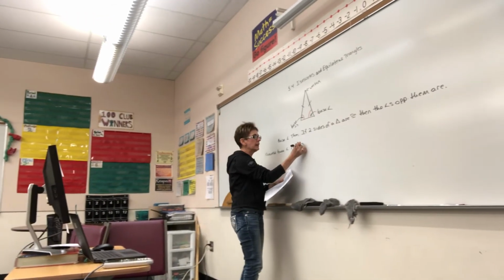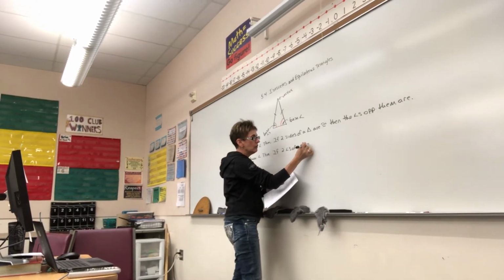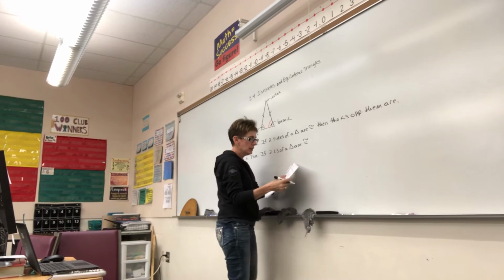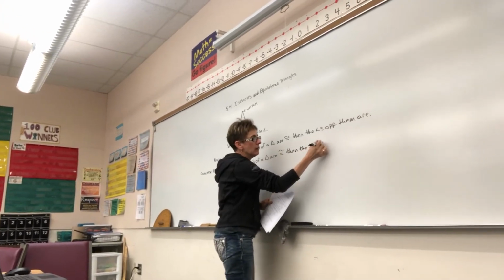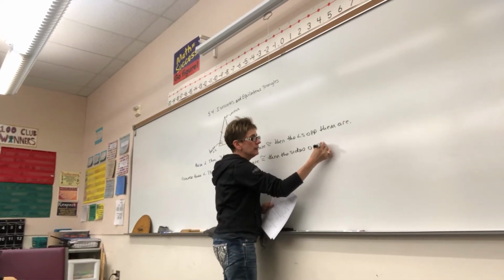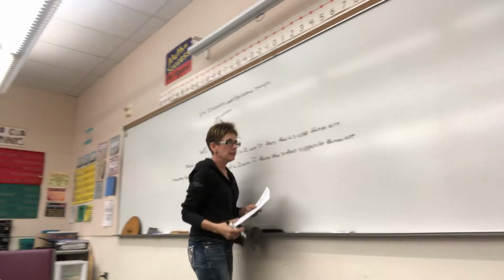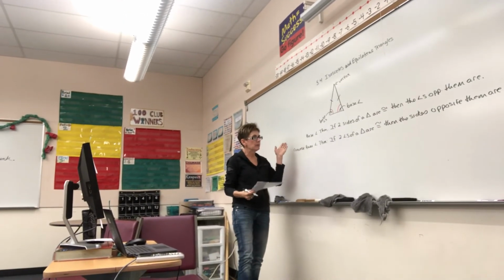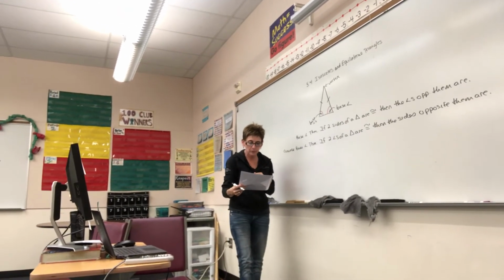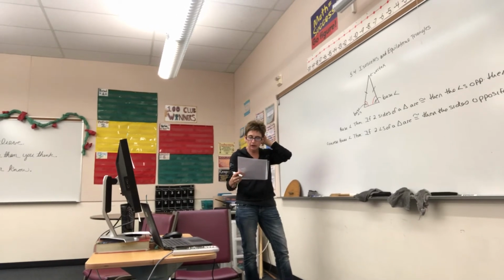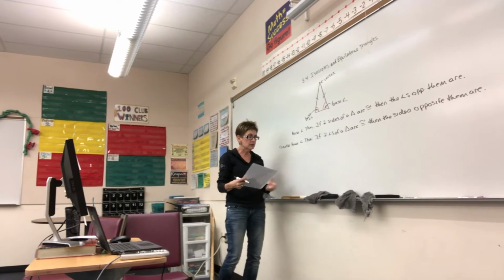Okay, let's give it a try. If two angles of a triangle are congruent, then the sides opposite them are. So you can read the biconditional theorem this way from left to right, but reading it backwards, the converse is also true. So then there are a couple corollaries about equilateral triangles.